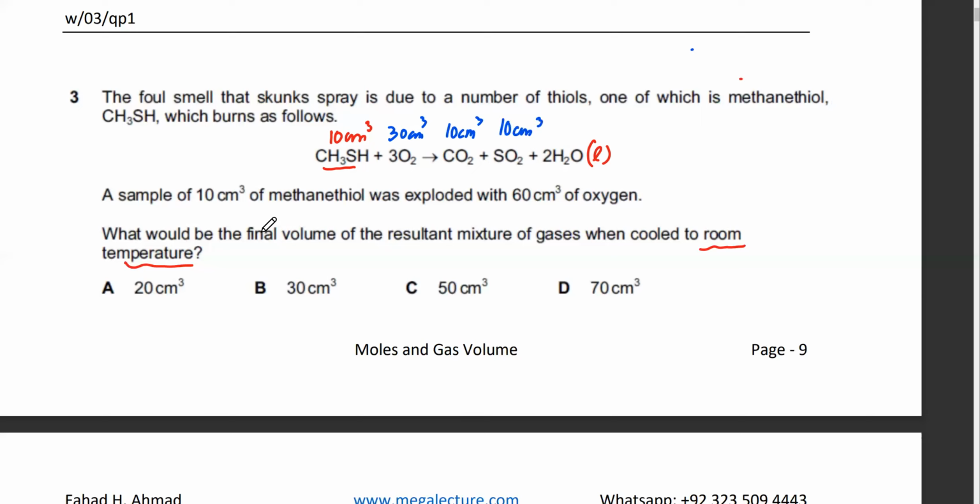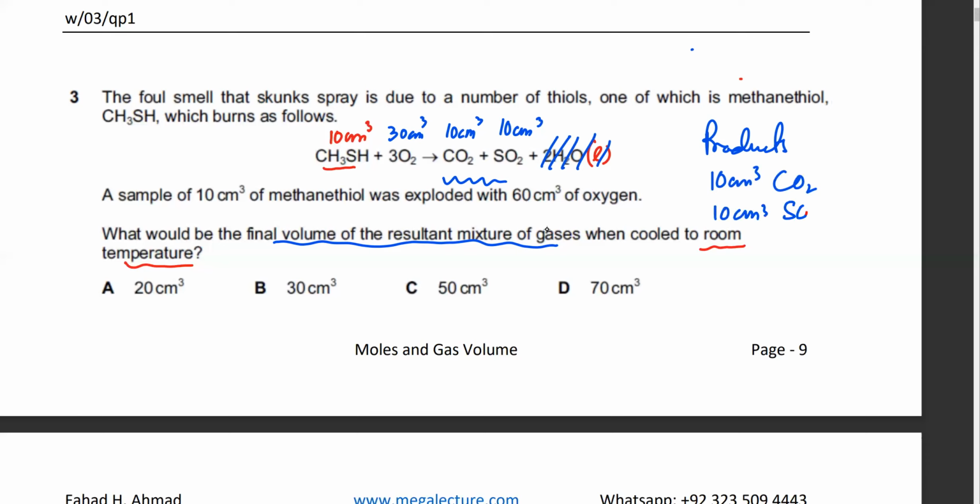So he's asking for the final volume of the resultant mixture of gases. So we can ignore water, because water is not in gaseous state. He's asking us the volume of gases. So we can just remove water. Now we have to be careful. What is the final volume of the resultant mixture of gases? What are my products? If I write down my products, I've got 10 cm cube of CO2 and 10 cm cube of SO2. Those are the products that are forming the resultant mixture of gases.